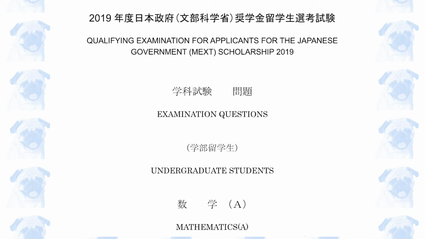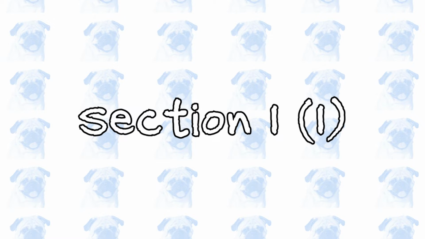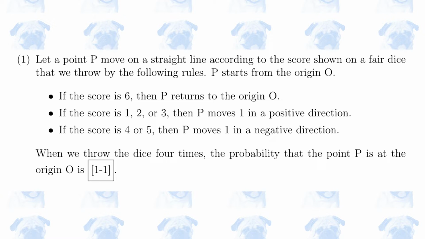This is the 2019 MEXT Undergraduate Mathematics A paper. Let's get started. Section 1, Number 1.